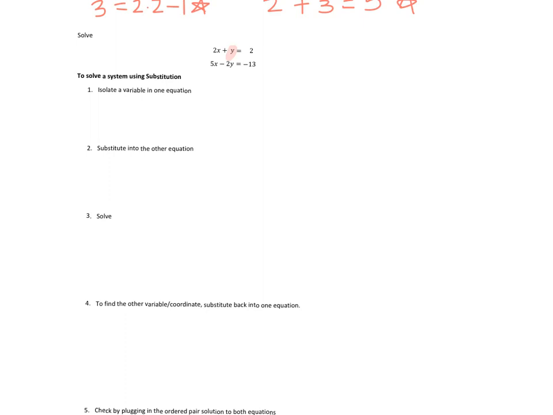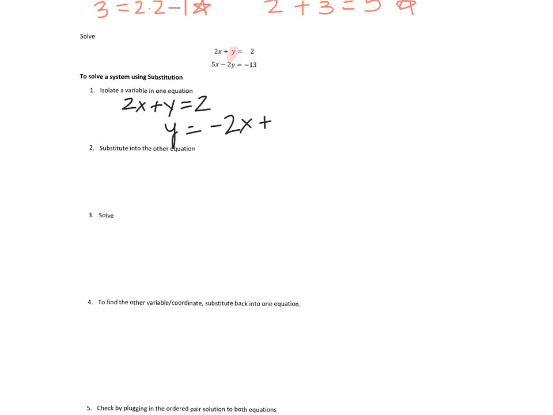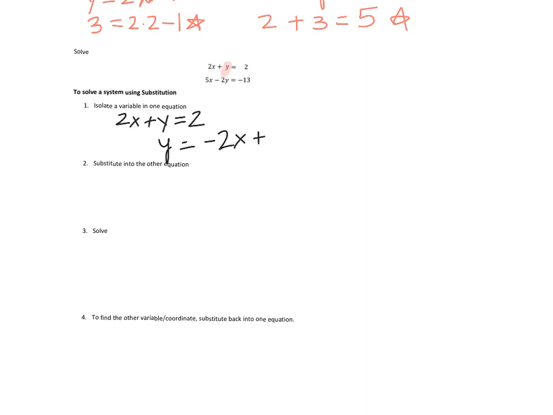Okay, so I'm going to rewrite that. 2x plus y equals 2. I'm solving for y. That's isolating a variable. So subtract the 2x. So y equals negative 2x plus 2. Okay, so we can also write it up here right next to that equation. So the top equation is the same as negative 2x plus 2. And I like to do that because I like to use arrows.